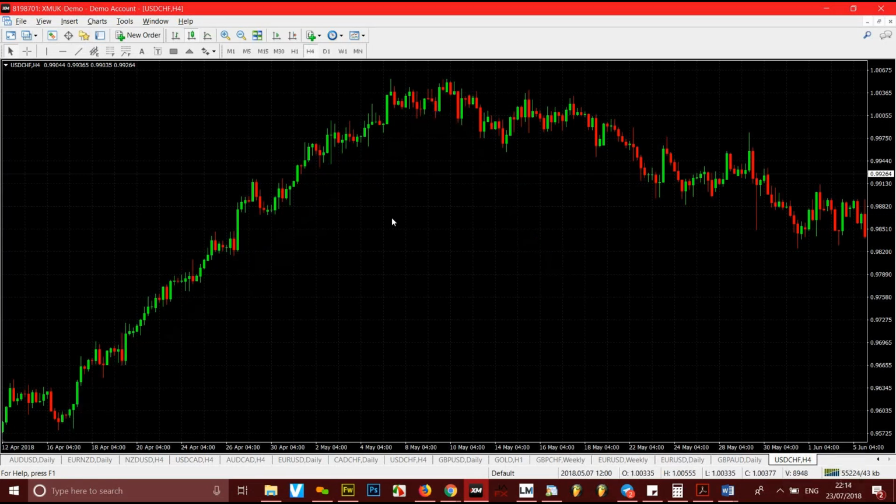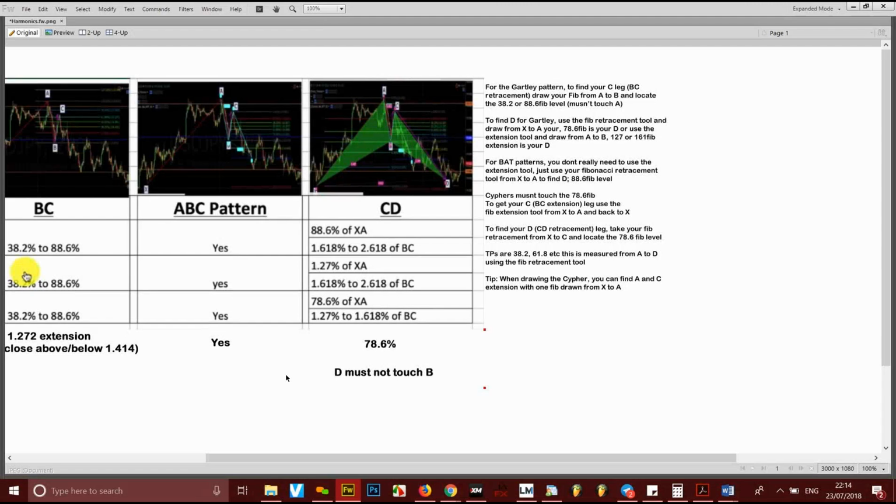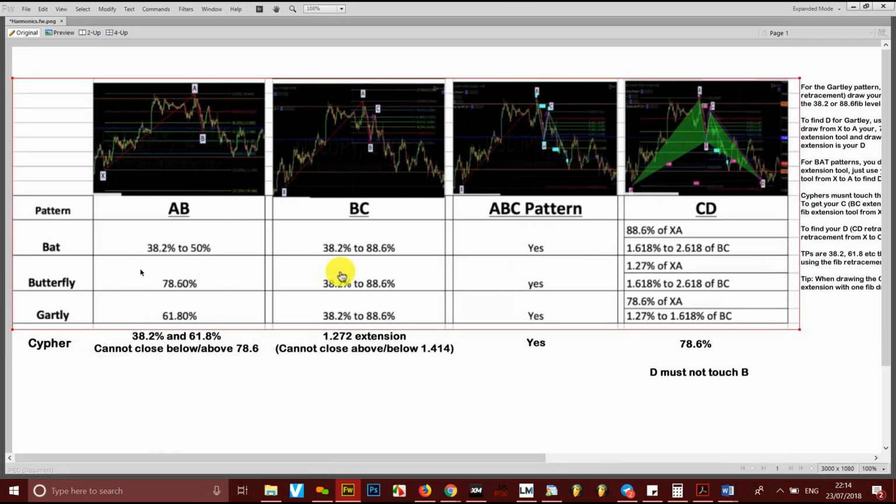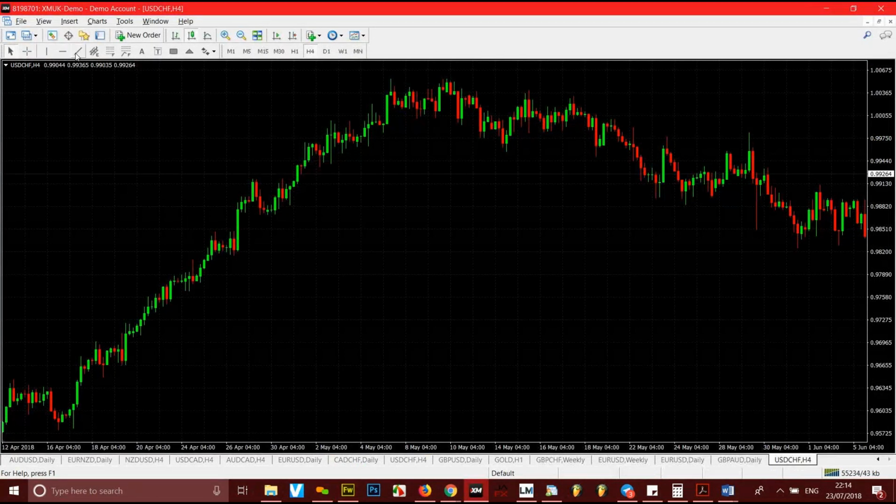To draw a BAT pattern, we have the rules. They're all here for you to be able to draw them. It's really straightforward. You have an impulse leg and you have a retracement of 38 or 50. What does that mean? If I was starting now, let's say I come to the market, what I'm looking for is this.